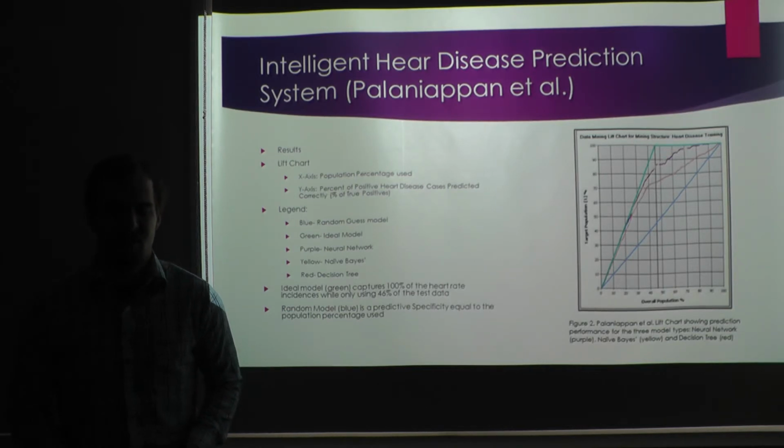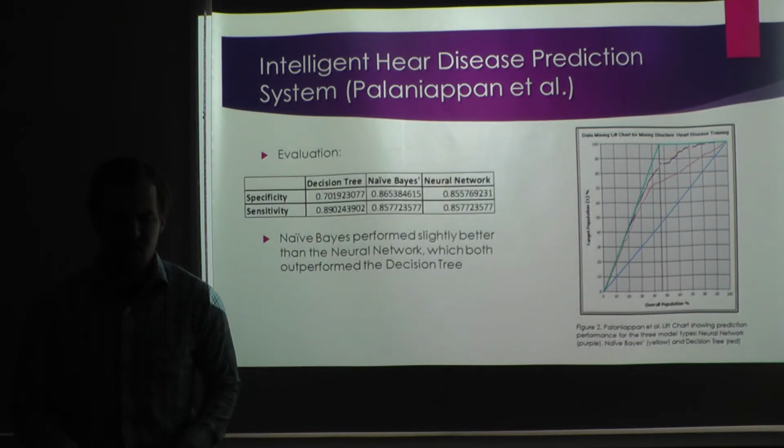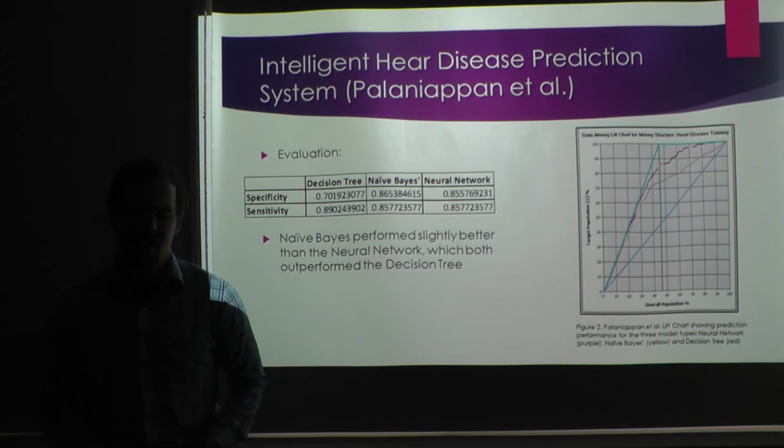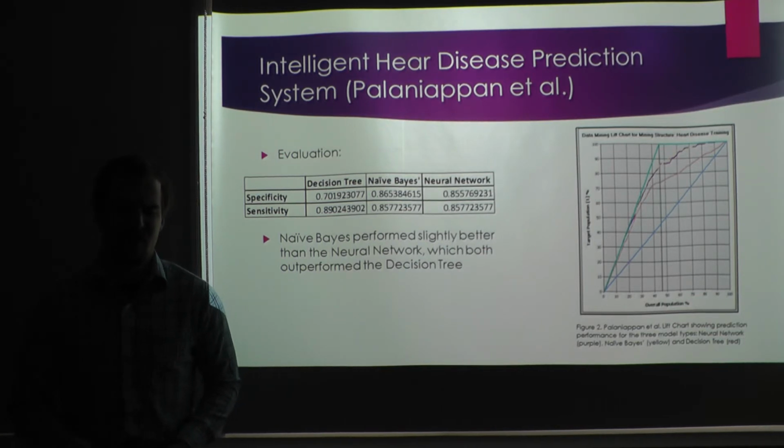The purple line is the neural network, yellow is the naive Bayes rule, and red is the decision tree. So here's the evaluation. The naive Bayes rule actually outperforms slightly better than the neural network, with both vastly outperforming the decision tree. As you can see, that red line lagging behind, particularly as more population is being used.